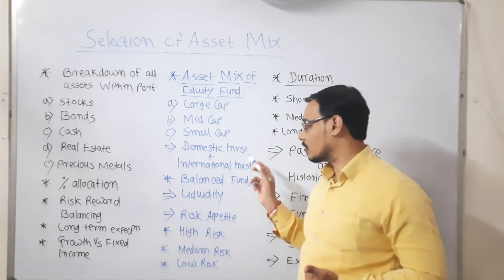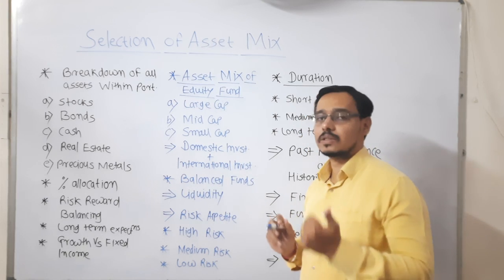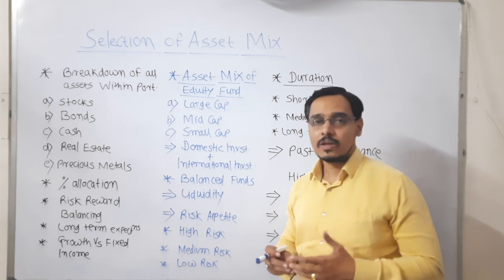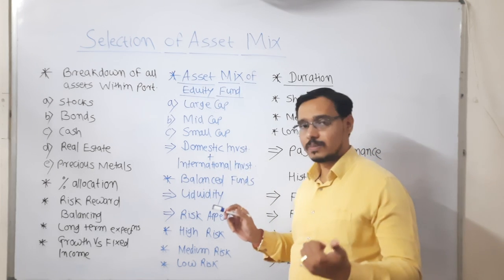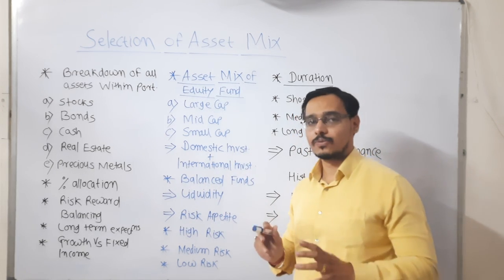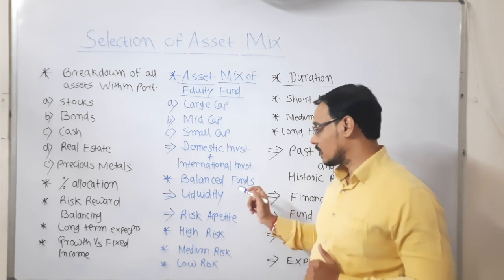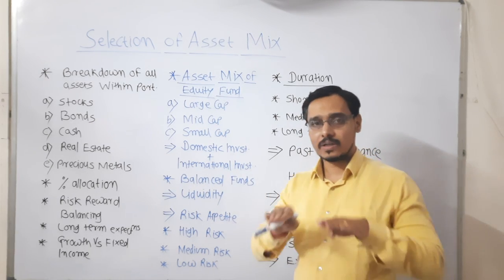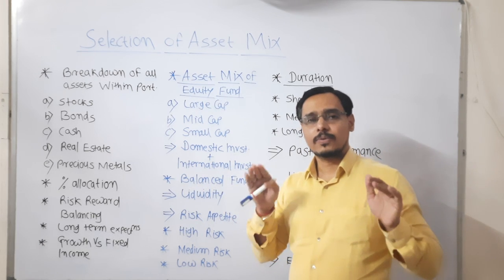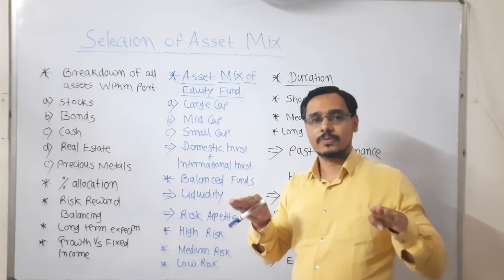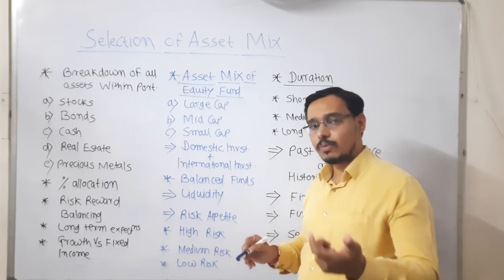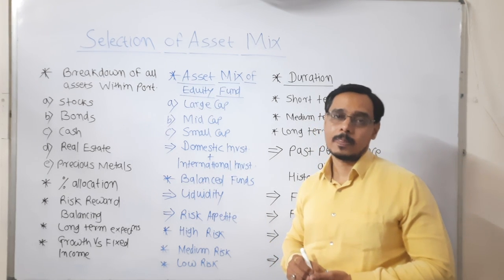Then the next point is of domestic investment and international investment. Suppose you are rich and affluent, you are wealthy, you can opt for domestic investment as well as international investment. This also diversifies the risk. Next one is the balanced fund, where there will be balance, that is, for example 50% in equity and 50% in debt.